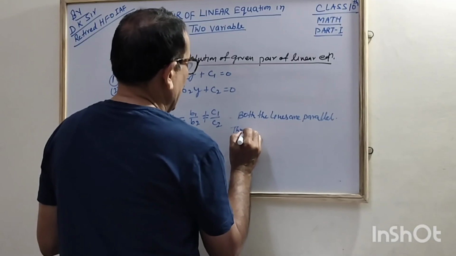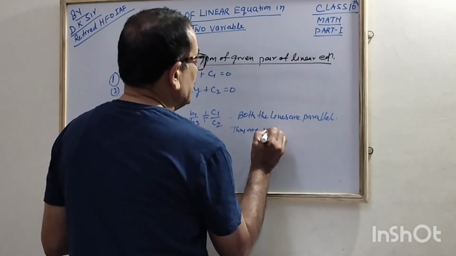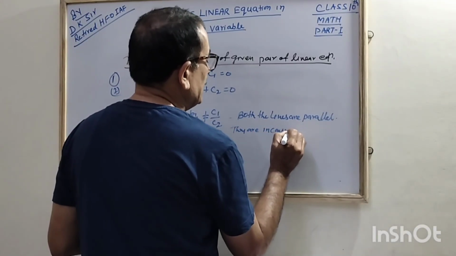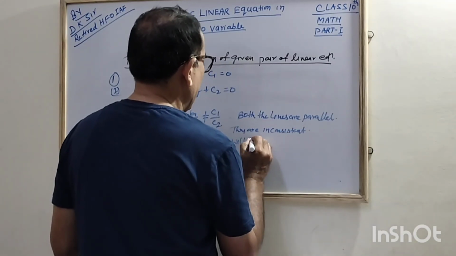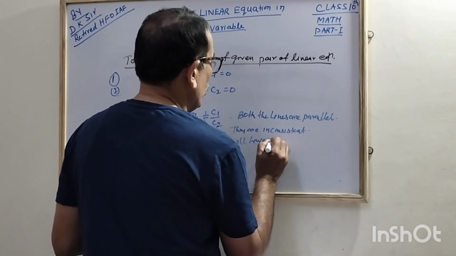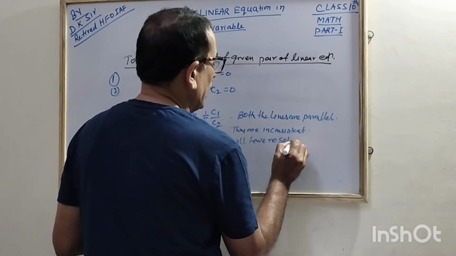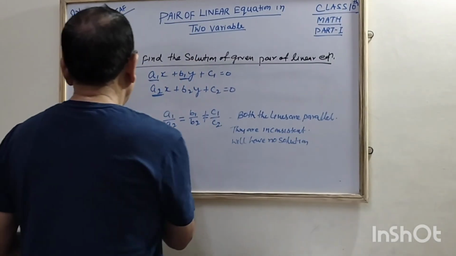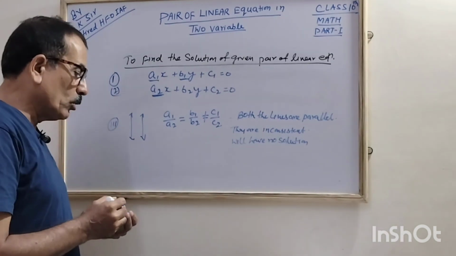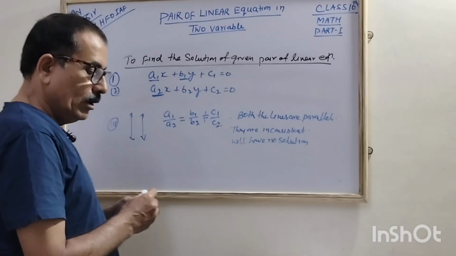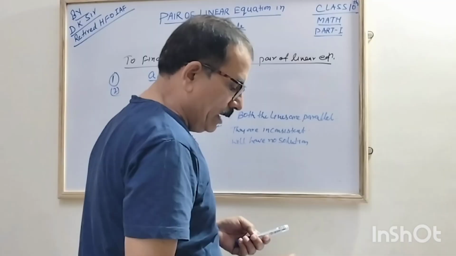They are inconsistent, which means they will have no solution. Both the lines are not going to intersect, so you cannot find a solution, correct? Okay, now we will see a few examples.